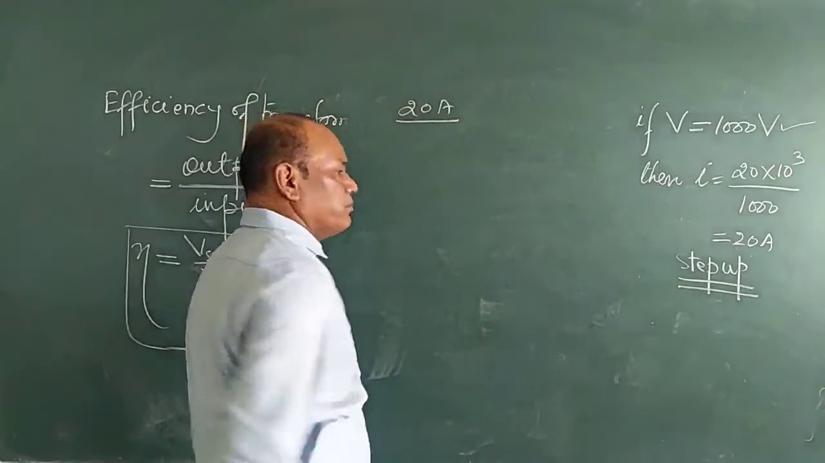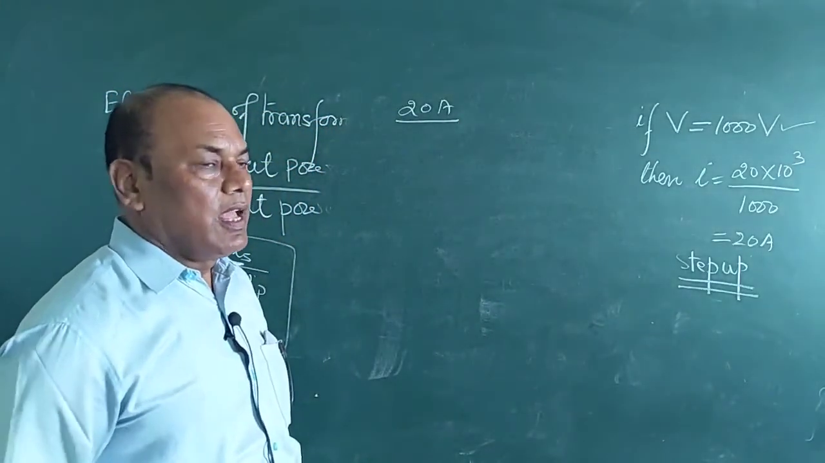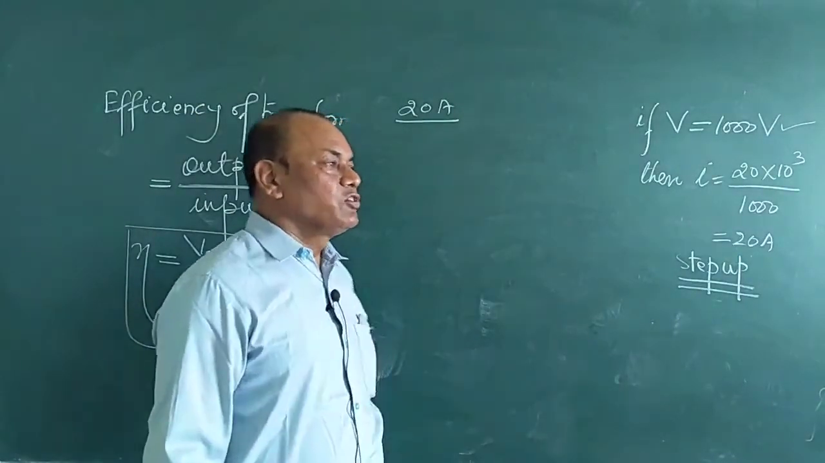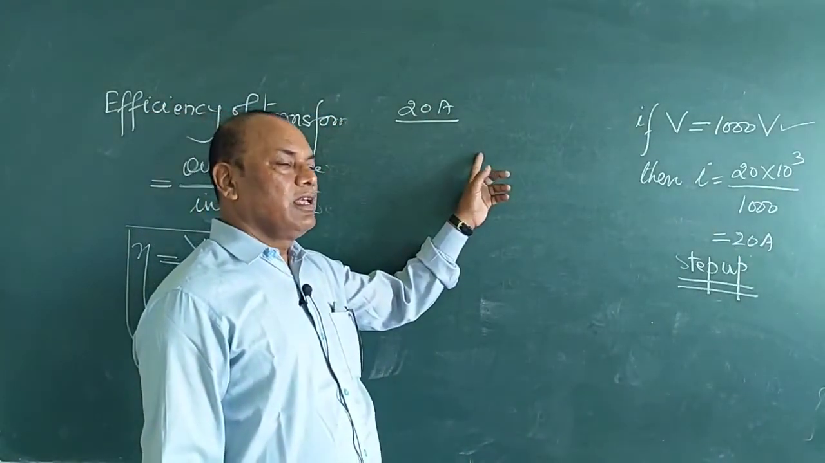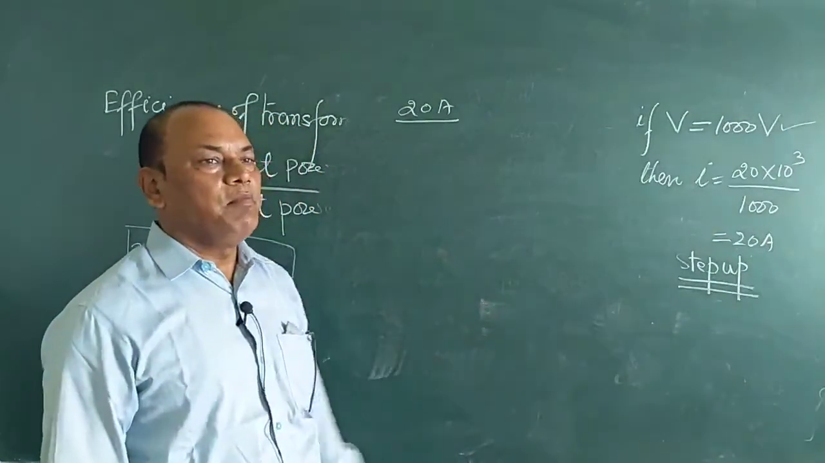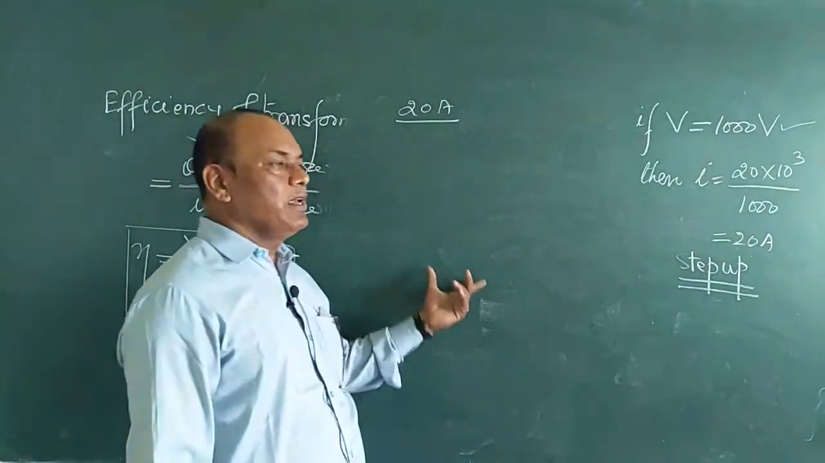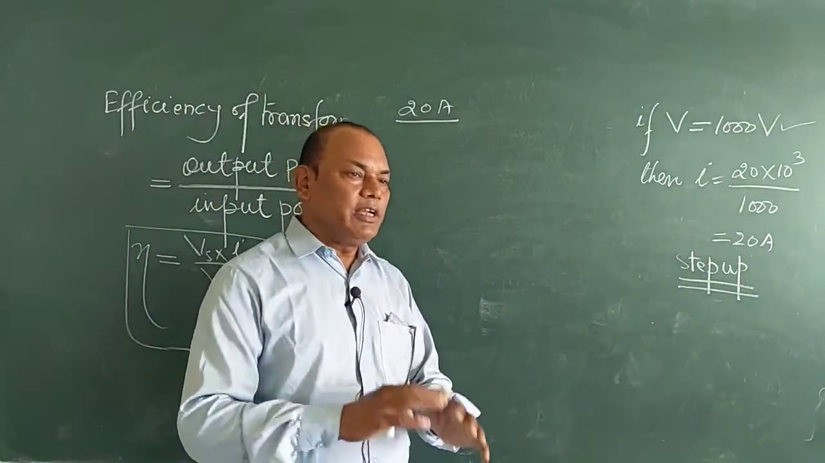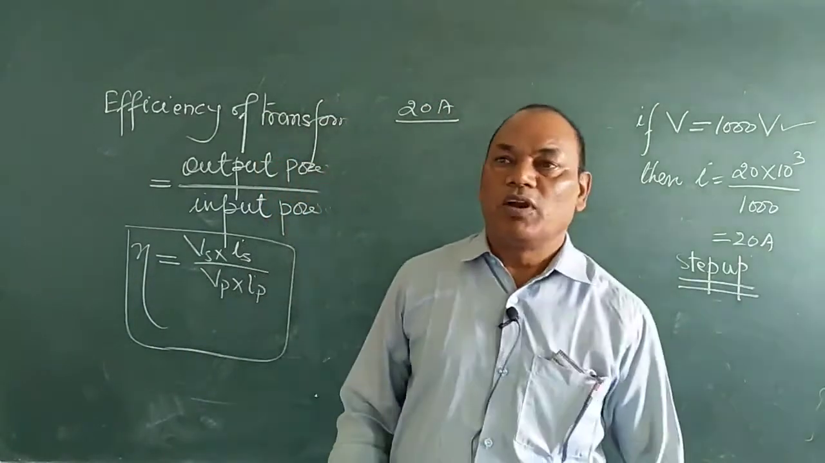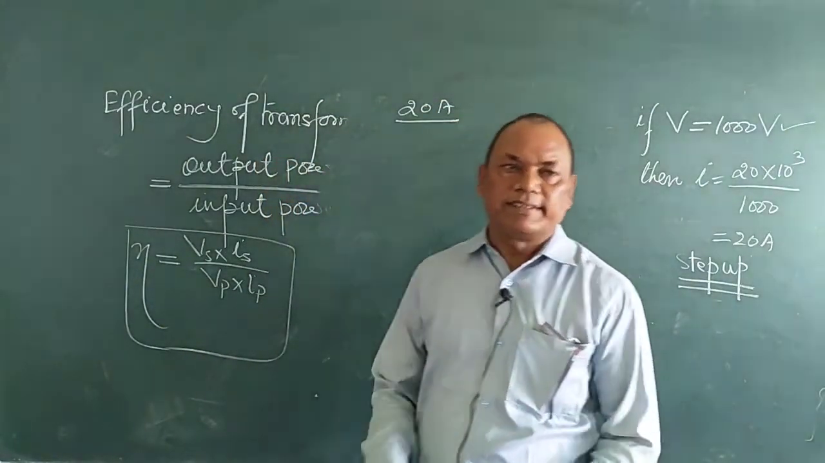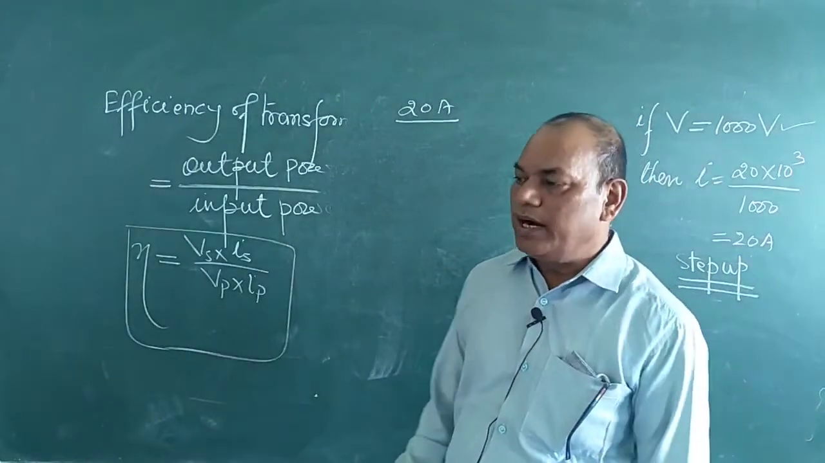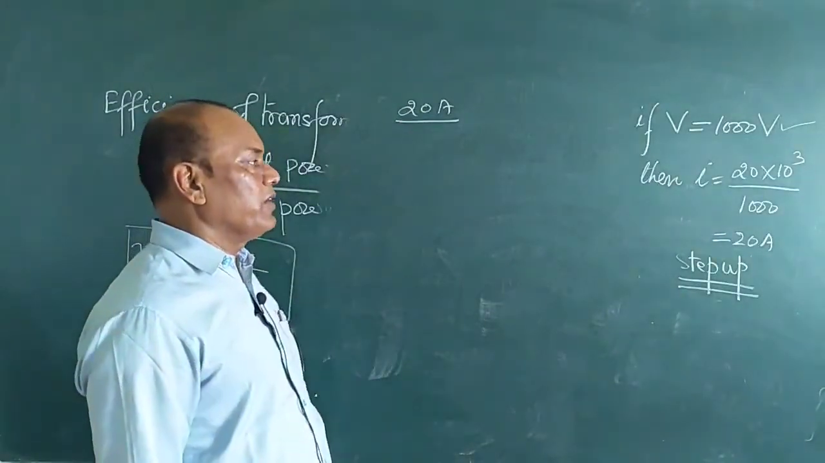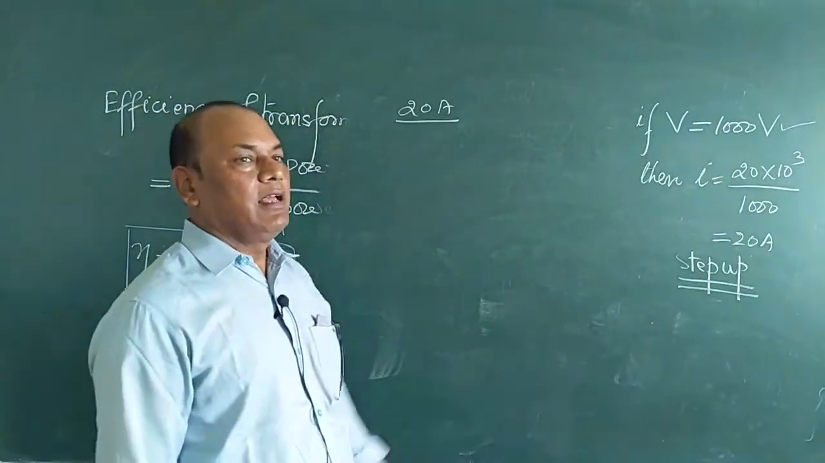Now suppose 20 ampere current comes to your colony, and suppose there are 20 houses. On equal distribution, each house will have only 1 ampere current, and this 1 ampere is a very small amount of current coming into your houses. So it will not be convenient to run all the electrical appliances fitted in your room or house. So we need to increase this amount of current up to 200 ampere.